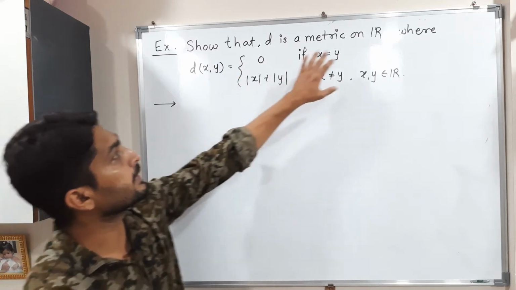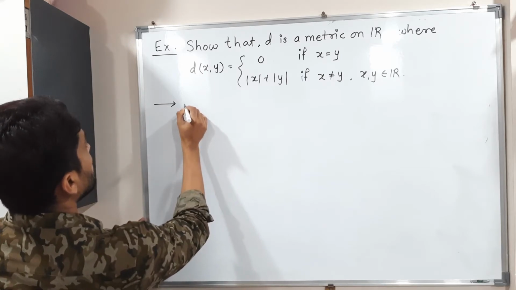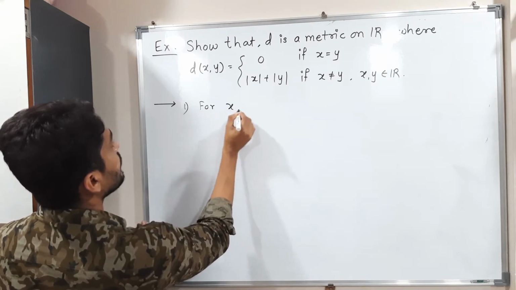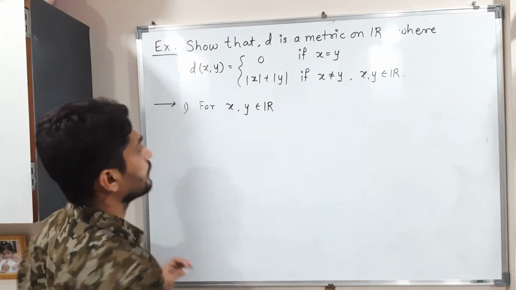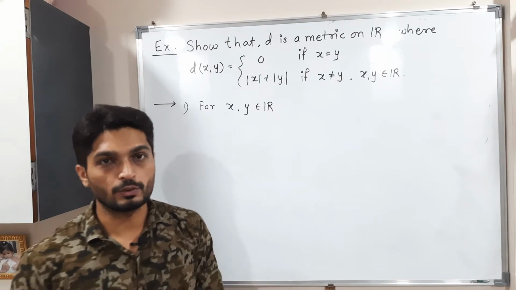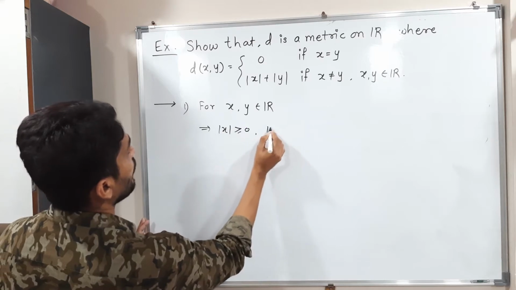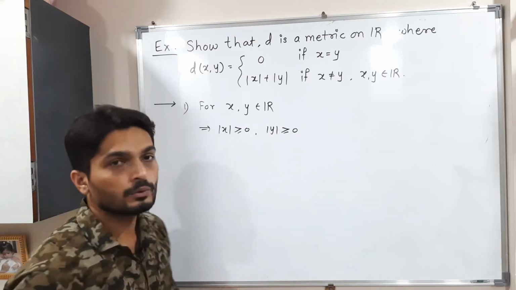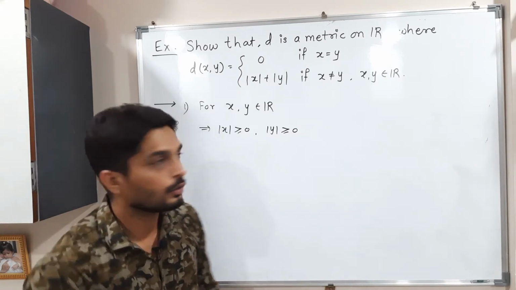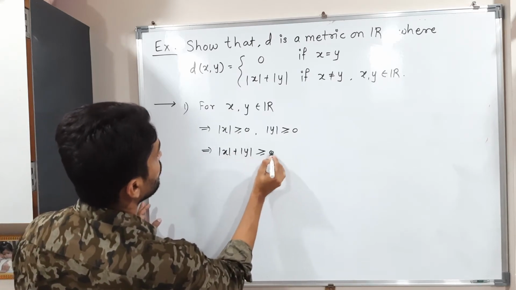So what we have, D is a metric on R, we have to prove. So shall we start? Okay, see, I will directly start with the first property. If you take any two elements of R and take their mods, definitely mod will be greater than or equal to 0. So mod X is greater than or equal to 0 and mod Y is also greater than or equal to 0. So both of them are non-negative. If you add, again the number will be non-negative. So that's why mod X plus mod Y is greater than or equal to 0.